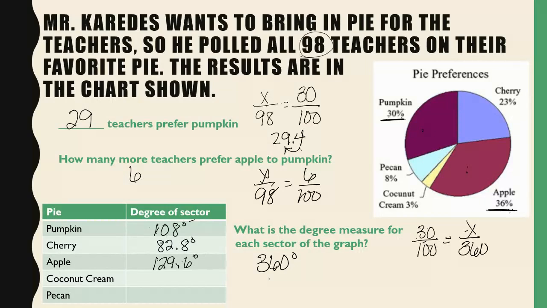I'm going to move on and do the coconut cream and the pecan. So coconut cream is 3 over 100, and then I'm going to multiply that out, and I get 10.8. And then the last one is pecan, which is 8 over 100. Cross multiply that, and I get 28.8 degrees. Okay? So we're just figuring out the percentage using 360 as our total, cross multiplying, and then solving for the degree measure. Okay? I hope this makes sense for you.